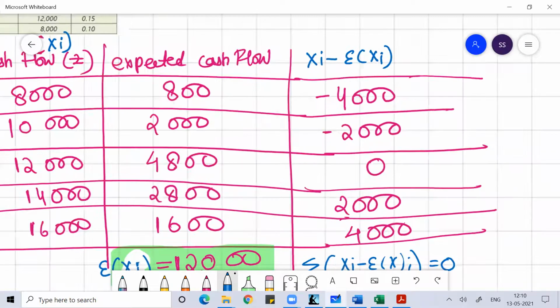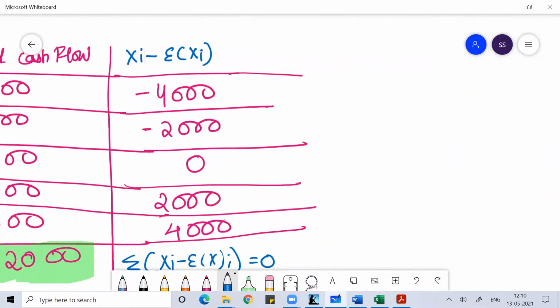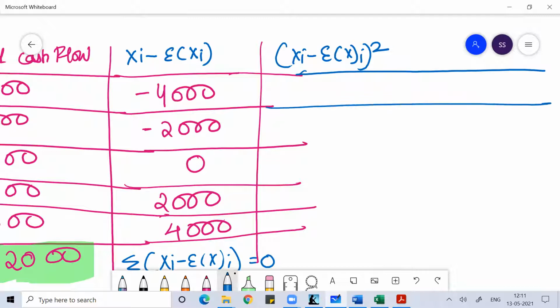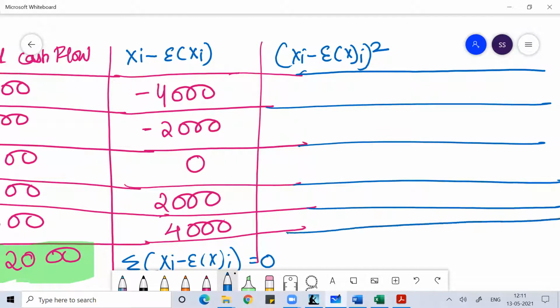Once you get this value, do the square of this, xi minus E(xi). Do the square of the value you get.